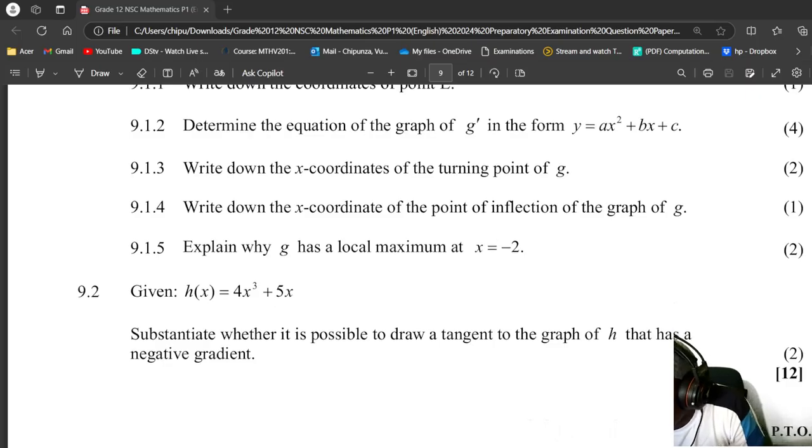9.1.3. Write down the coordinates of the turning point of g. The turning point, guys.